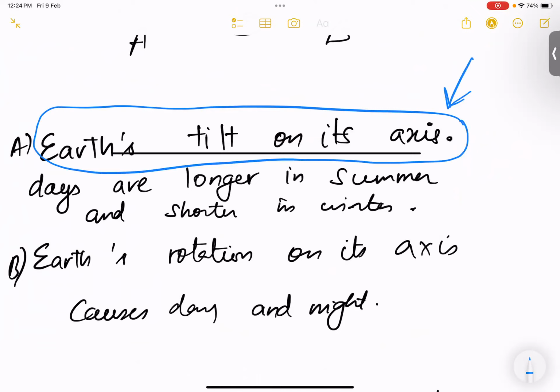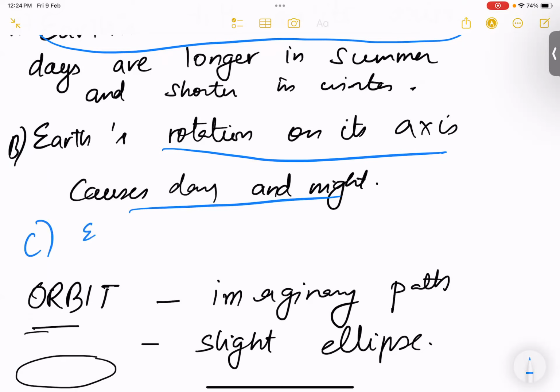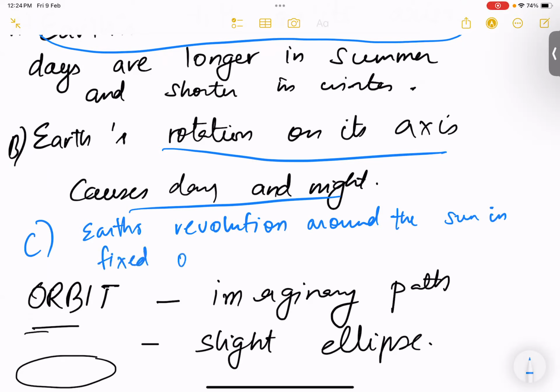So in that case, we will say that the days are longer in the summer and shorter in the winter, and the Earth's rotation on its axis is causing day and night. And C, Earth's revolution around the sun in a fixed orbit is causing change of season.